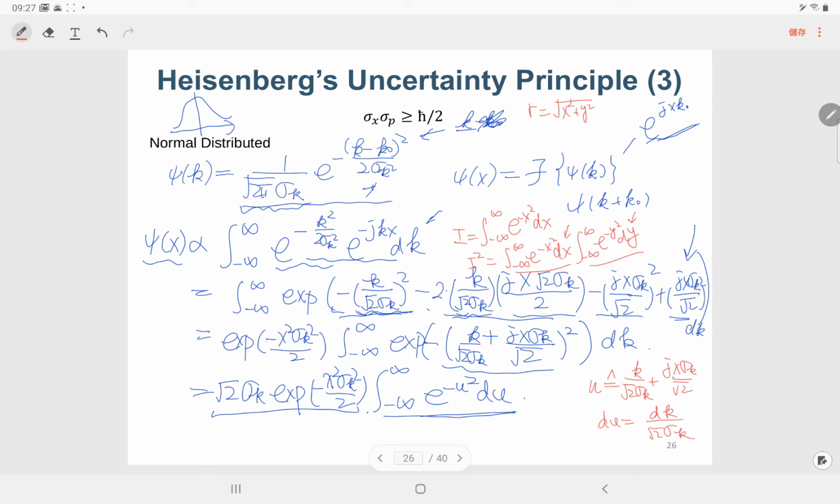And actually just change the Cartesian coordinate to polar coordinate. And then theta will be arctangent of y over x. So this stuff will be exponential to minus x squared, exponential to minus y squared. So I squared will be like exponential to minus r squared.